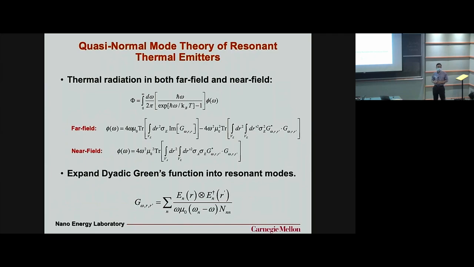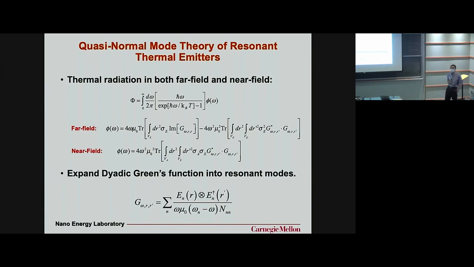So the question is why those Quasi-Normal modes are useful for us. As we all know, usually we calculate the thermal radiation, no matter far field or near field radiation, using the dyadic Green functions. Professor Zhou Minzhang already discussed a lot about the dyadic Green function. So generally speaking, if we know the dyadic Green function, we know the material property, we can just calculate far field or near field thermal radiation.